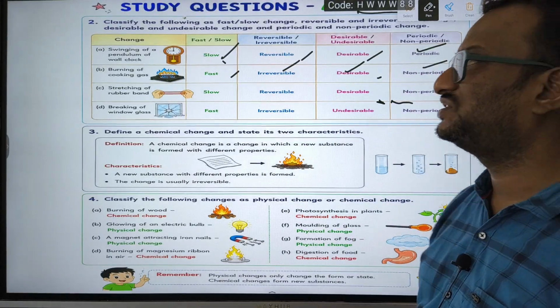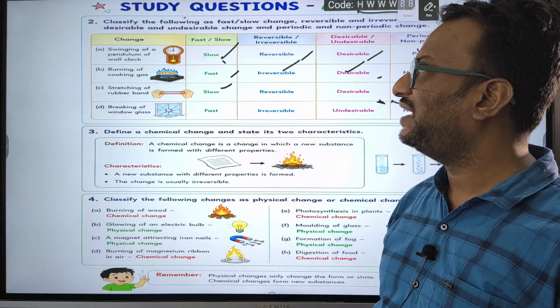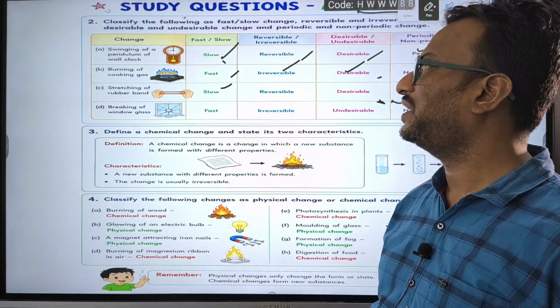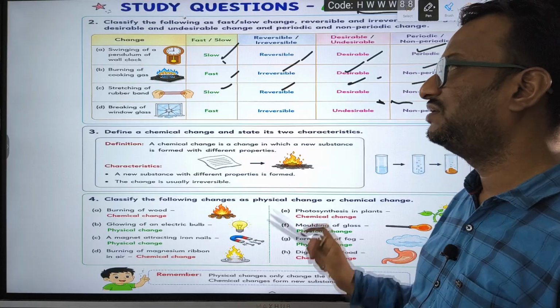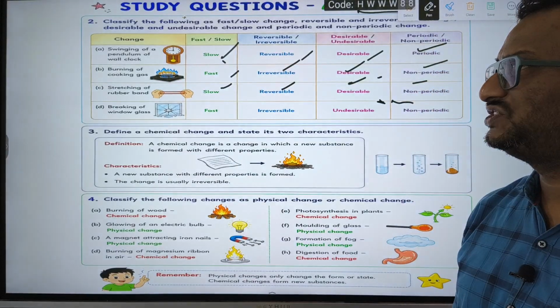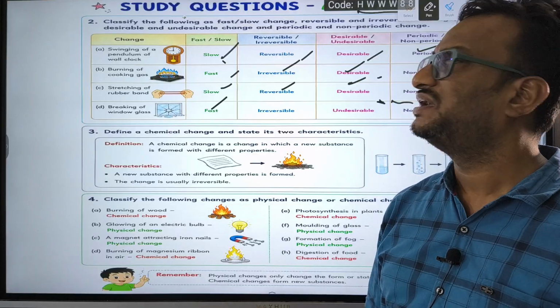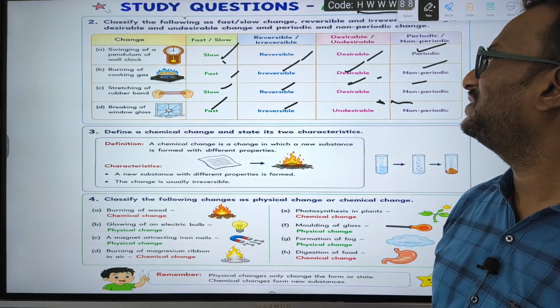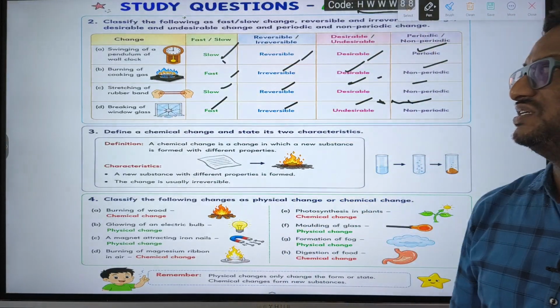It is a non-periodic change. Stretching of a rubber band is a slow change, reversible change, desirable change and non-periodic change. Breaking of a window or breaking of glass is a fast change, irreversible change, undesirable and non-periodic change.